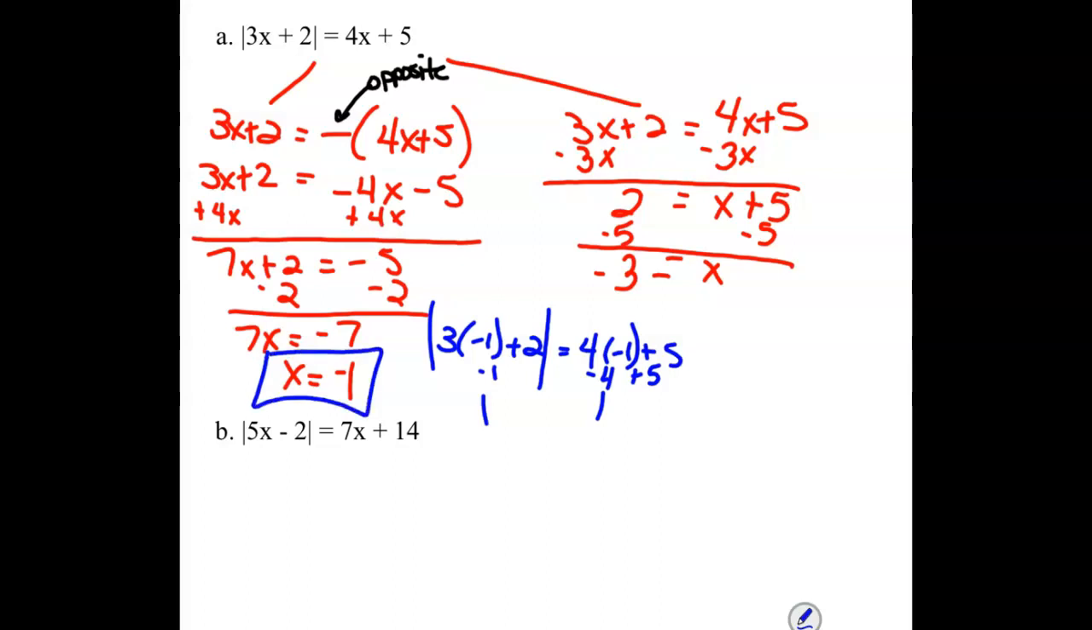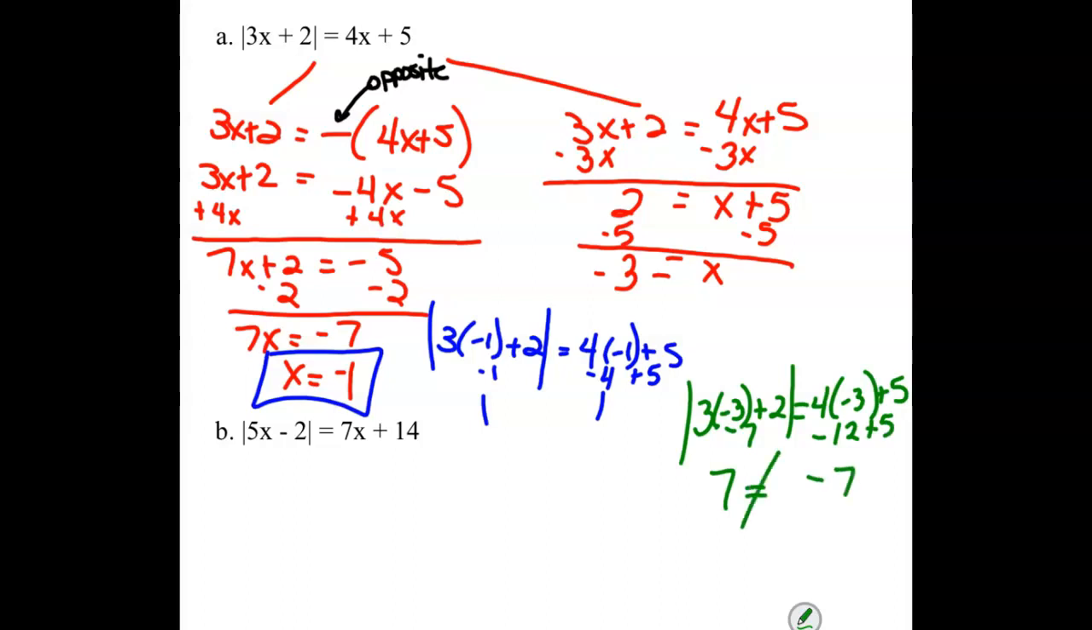When I check the negative 3, plugging it in, three times negative 3 is negative 9, plus the 2 is negative 7. Absolute value is 7. On this side, 4 times negative 3 is negative 12, plus 5 is negative 7. 7 does not equal negative 7. This one is extraneous.